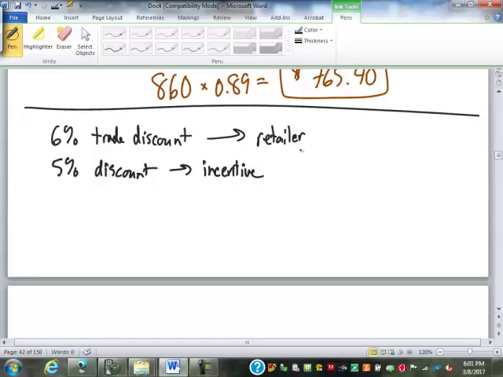Now, it's almost like being a used car salesman and making a better commission if you sell a certain amount of cars. Exactly.